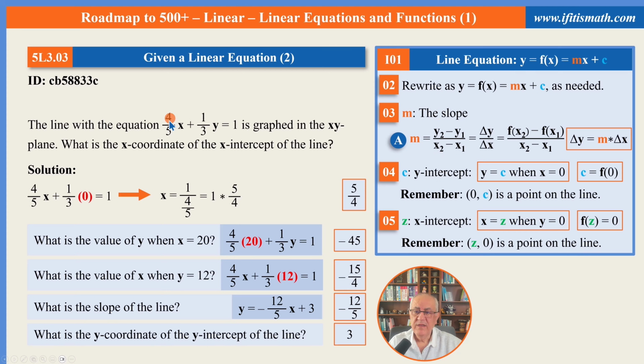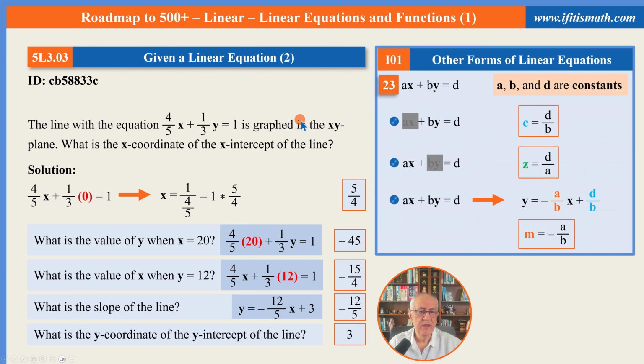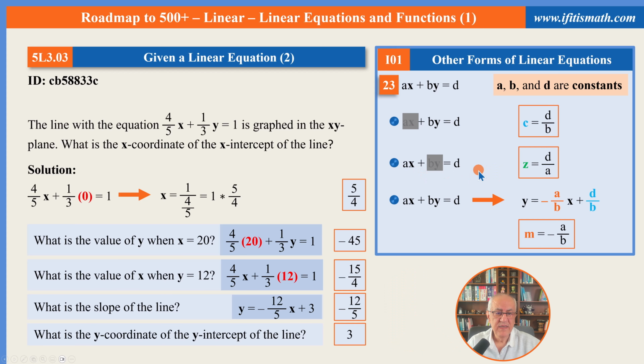Well, actually, this is another famous form for the linear equation. I'm going to show it to you here. It's ax plus by equal d. Ax plus by equal d. And here is the shortcut for you if you need to remember them. How to calculate c, the value of y when x equals 0: you just hide this term, and your y is going to be d over b. And for the x-intercept, you hide the y, because it's the value of x when y equals 0, and you calculate for x, which is d over a.